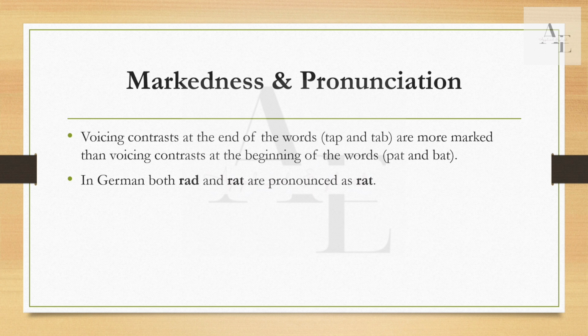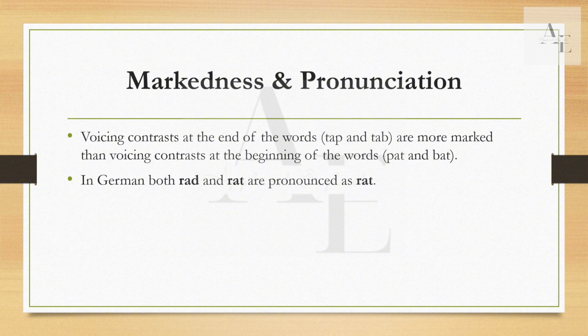When English native speakers tried to learn German, it was easy for them to acquire this feature because they already have the marked equivalent, which is the contrast in the final position. They already have tab and tap, so pronouncing these two words as the same was easy for them.